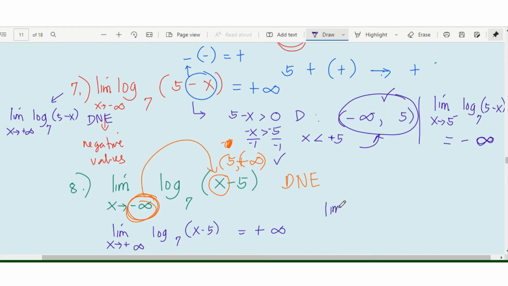However, if you're going to get the limit of the logarithm of x minus 5 to the base 7 as x keeps on approaching 5 from the right, your answer is negative infinity. So why is it I place here right of 5? Because the domain tells you that all numbers allowed are just from the right of 5. Hindi mo pwedeng sabihin left of 5. Dahil kapag left of 5, then DNE na yun.